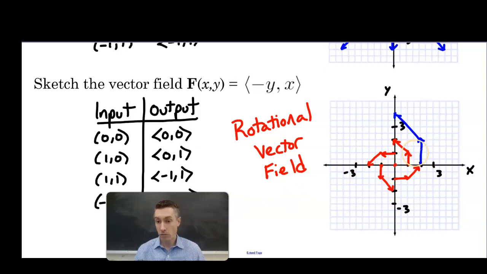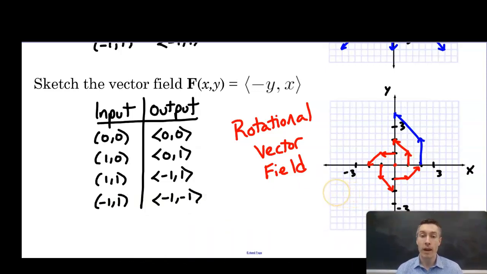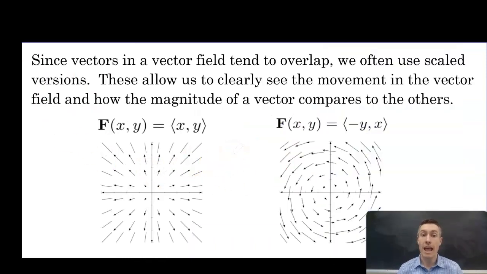So again, just to point out, if we try to plot the vector at the point 2, 1, notice our initial point would be in the middle of one of the vectors that we drew. So when we have all this overlapping, the vector field could get quite messy. So our solution is to create a scaled vector field. So often when we're given the graph of a vector field, it's going to be in scaled form. We don't really know what the scalar is, but it's some scalar that allows us to clearly see the movement in the vector field and how the magnitude of a vector compares to the others.